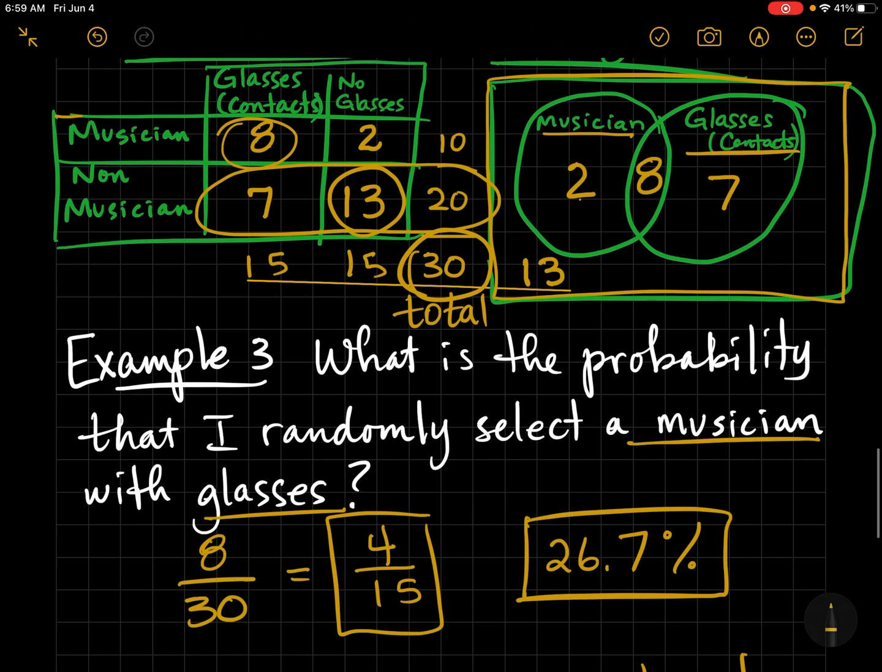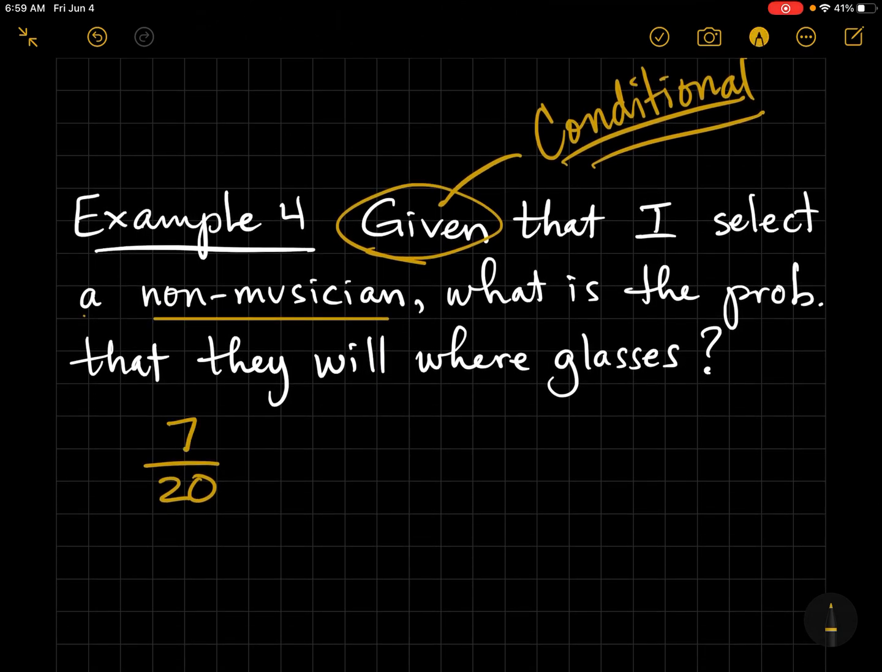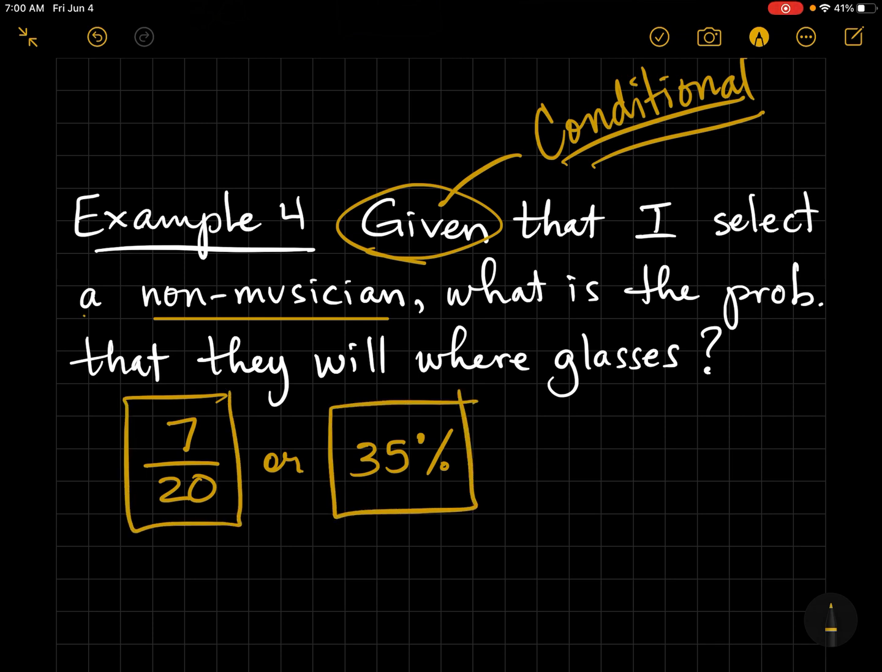Now, how many of those 20 wear glasses? So out of the non-musicians, how many wear glasses? 7. So 7 out of the 20. That's what we call conditional probability. Or if you punch that in the calculator, 35%.